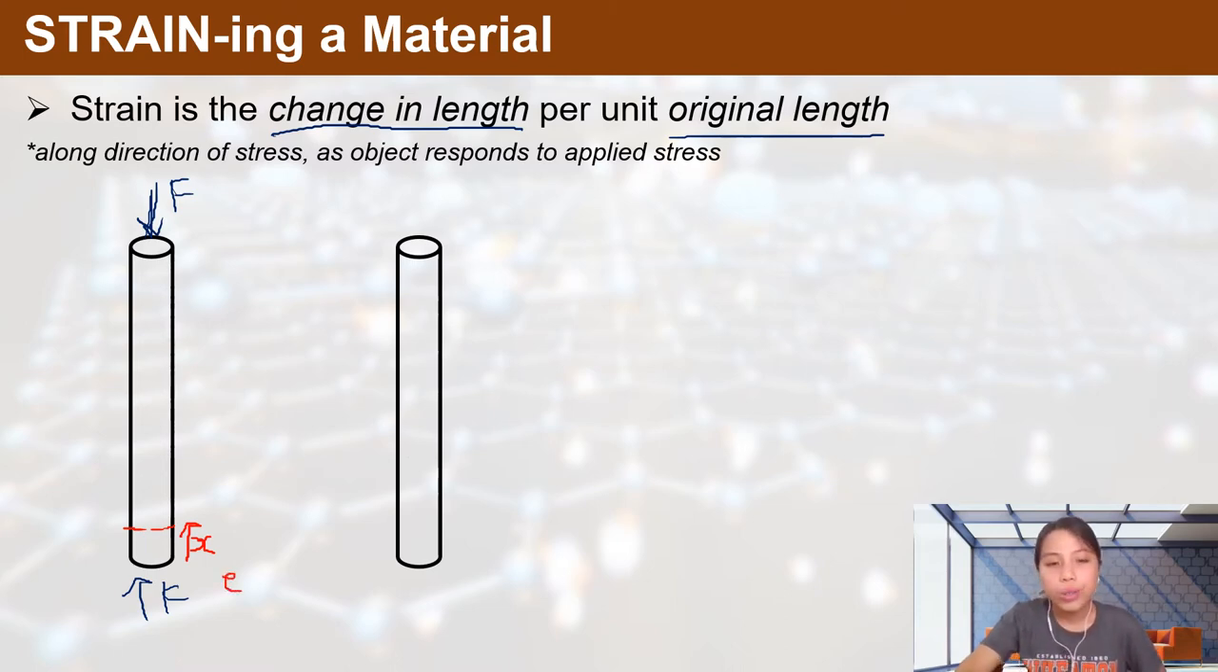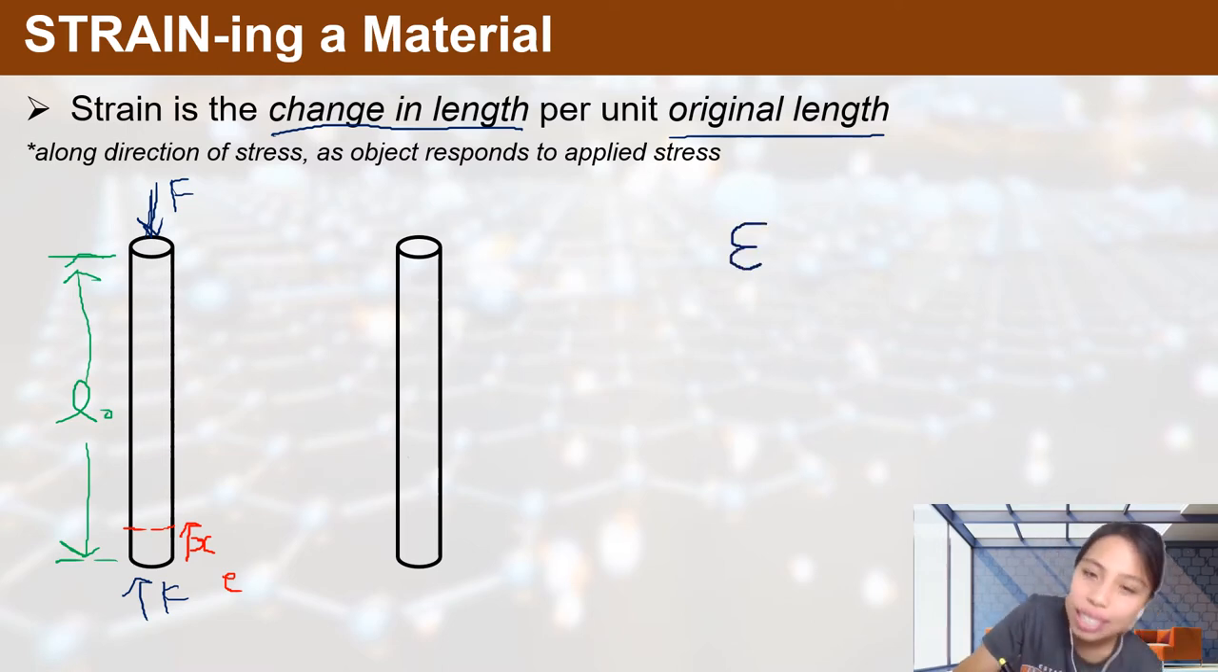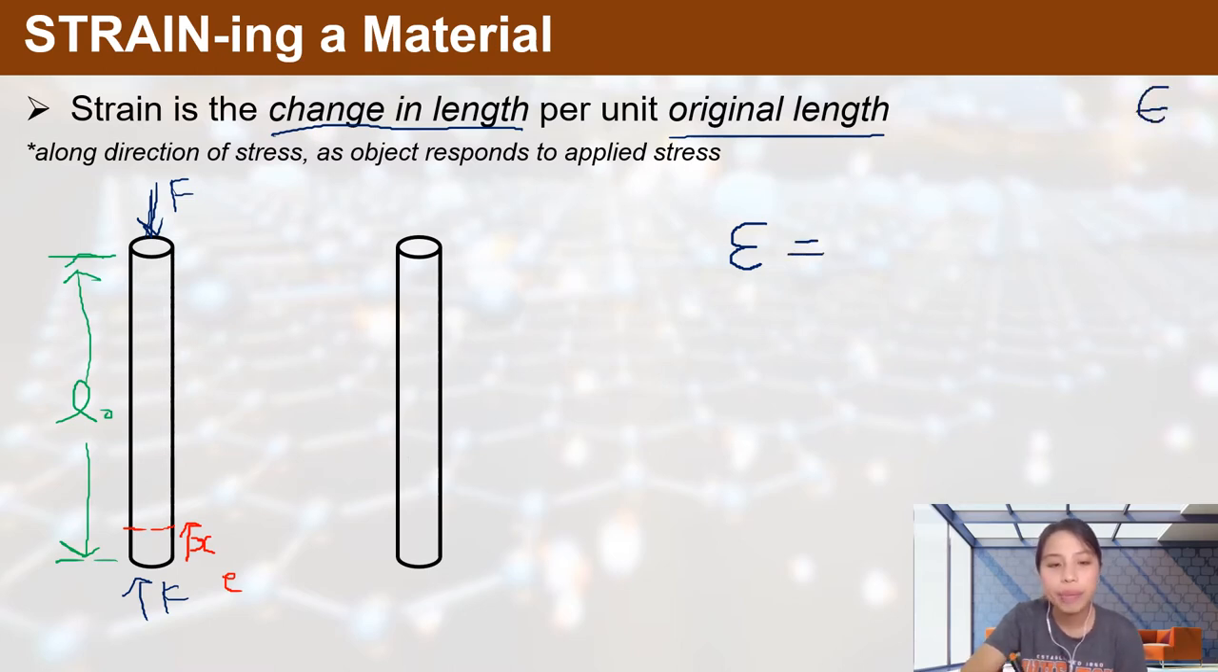From the original length, I'll call this L0, the original length is from here to here, it suddenly becomes shorter. So here we define strain. If you want to create an equation, we use the Greek letter epsilon, which is the E. Sometimes you may see people write in textbooks E like this. It's the same, different variation. So epsilon is, we want to find how much is the change in length. But we also want to know the original length, so you can account for all kinds of materials. So we have change in length over original length.